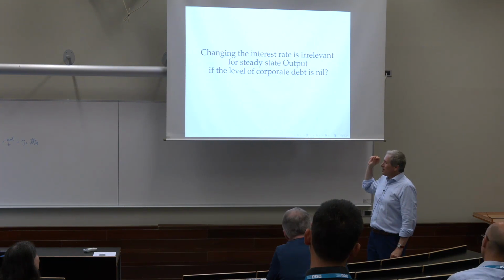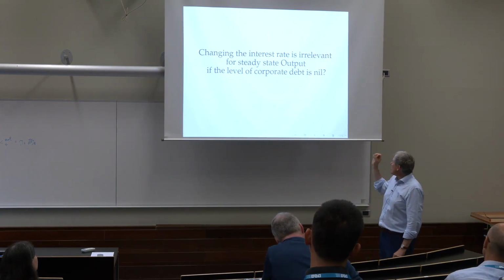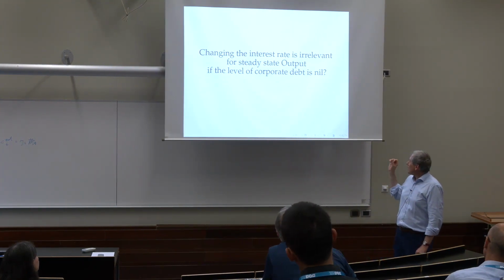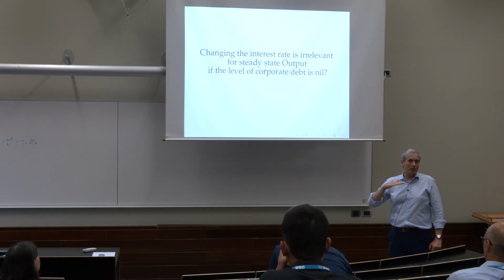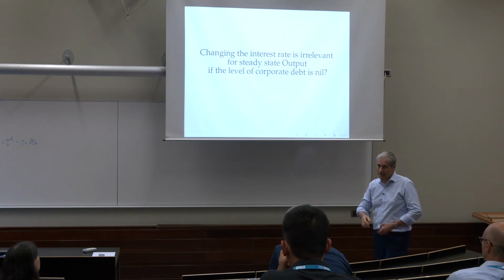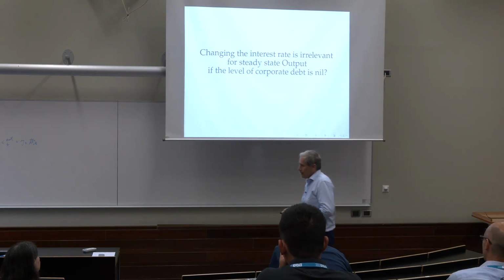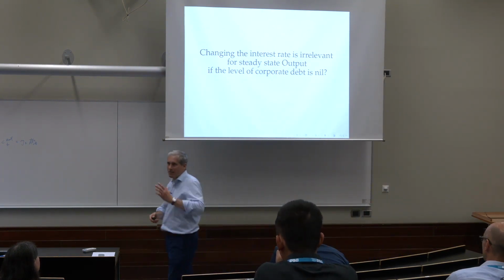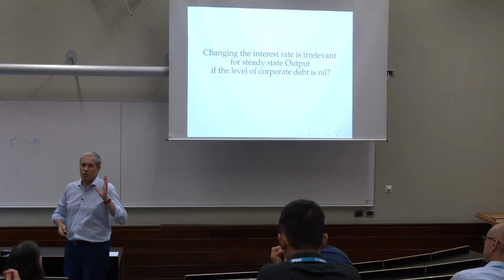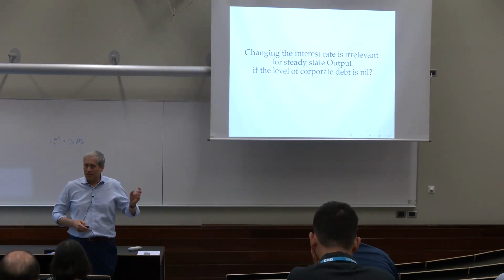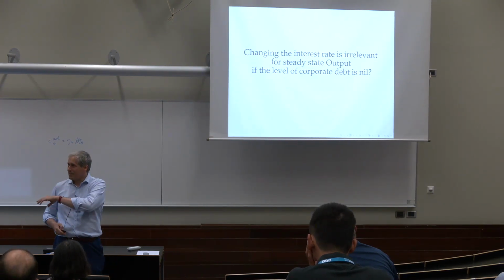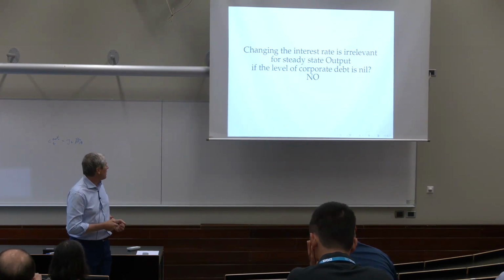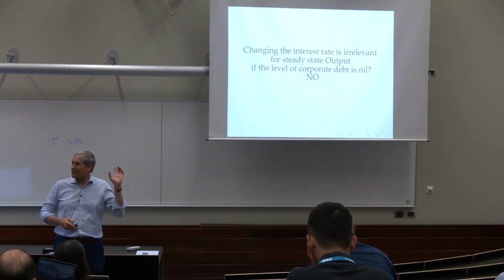So the one result is changing the interest rate is irrelevant for the steady state level of output if the level of corporate debt is 0. This is one of the results that comes out of the model. Unless I have corporate debt, the cost channel is not affecting the steady state. And remember that the steady state also corresponds to the flexible price level of output. And my answer is no, that is not really true.